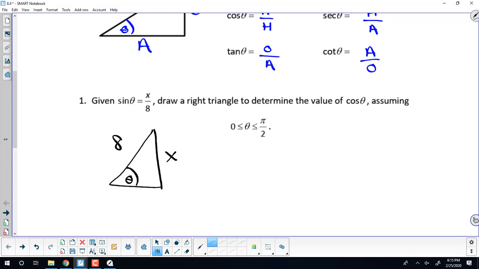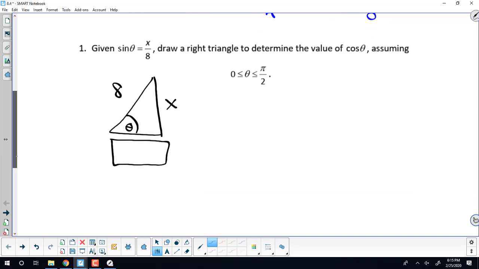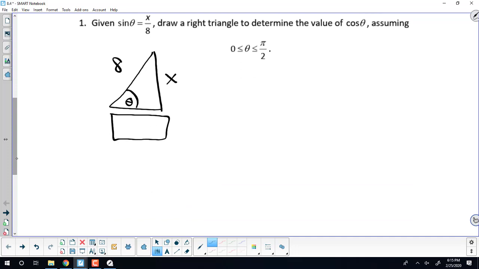And in order to find cosine, of course, we need the adjacent side over the hypotenuse. So we need to know what is this side right here. What is the length of that side of that triangle? We just use the old Pythagorean theorem, right? Hypotenuse squared is this side squared plus this side squared. Here's our unknown. So that's the length of that triangle side.